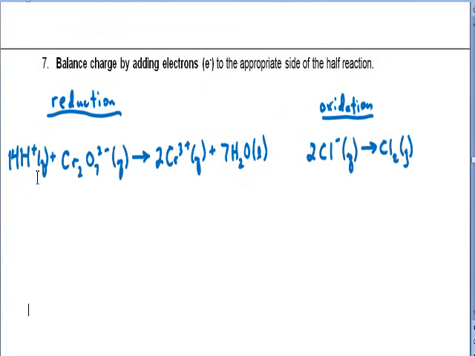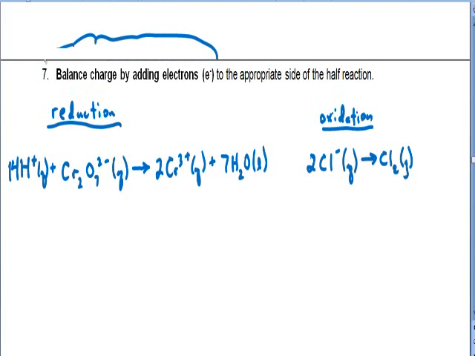Now that we've added in the hydrogen atoms, our next step is going to be to balance the charge in our half reactions by adding electrons to the appropriate side of each half reaction. What we want to achieve is make sure that each half reaction has the same charge on each side of the reaction. For example, 2 chloride ions here have a total charge of -2.